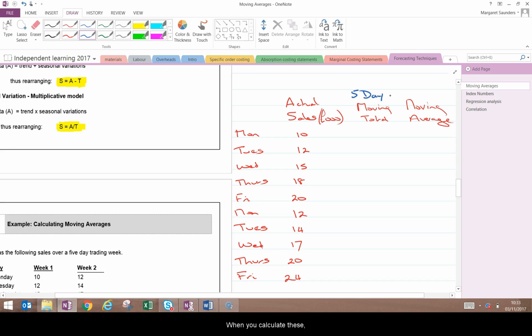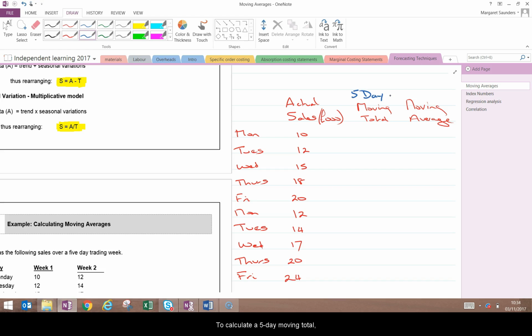When you calculate these, many questions will tell you what time period to use. The smaller the time period, the more pieces of data you will calculate. Always go for an odd numbered time period. And do look and see if there is any obvious time period that you can select.